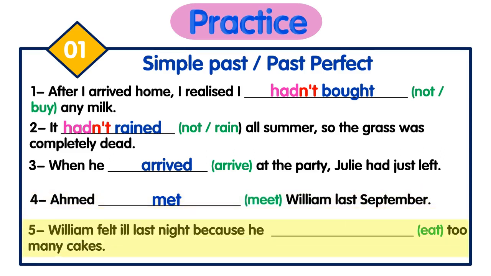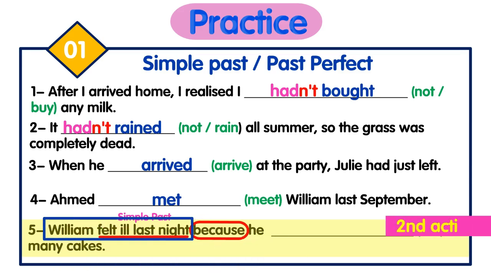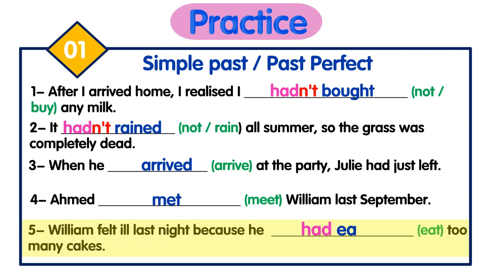Sentence number 5. William felt ill last night because he ate too many cakes. In this sentence we have felt ill last night. We're talking about the simple past. Again, this is because here we show the cause-effect relationship between these two sentences which happened in the past. And this sentence here, William felt ill last night, is the second action which happened. So we need to put the other verb in the past perfect because it is the first action. We will say William felt ill last night because he had eaten too many cakes.